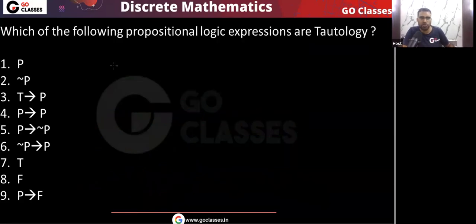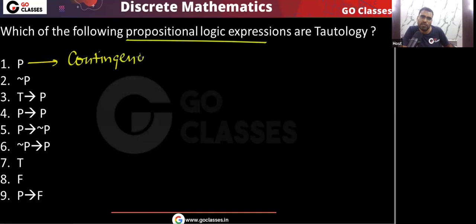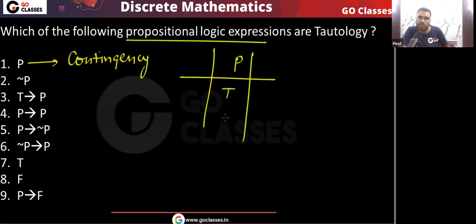Tell me the answer for this question. Which of the following propositional logic expressions are tautology? What about this propositional variable P? This is a contingency, because you can see either it will be true or it will be false. Sometimes true, sometimes false. Do you agree? So this propositional variable is a contingency.